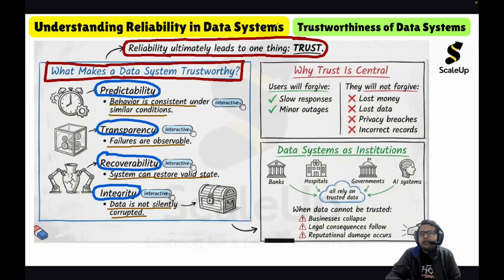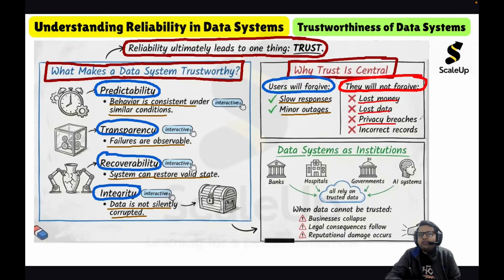Now, why is trust central? Trust is very important. See, users will forgive slow responses, and it's a very important observation. It's a fact that users will forgive slow responses. They will even forgive minor outages. But unfortunately, users will not forgive lost money, lost data, privacy breaches, incorrect records. So lost money, lost data, privacy breaches, incorrect records, users will never forgive.